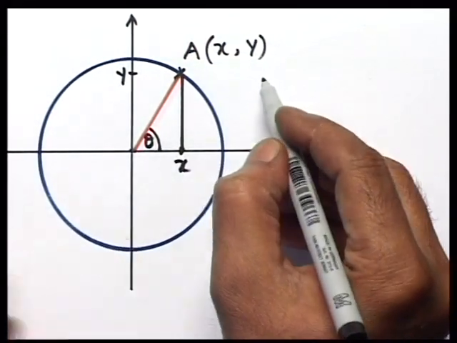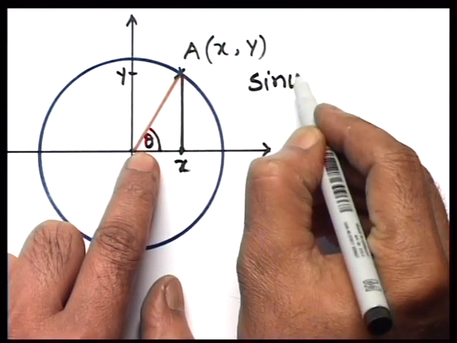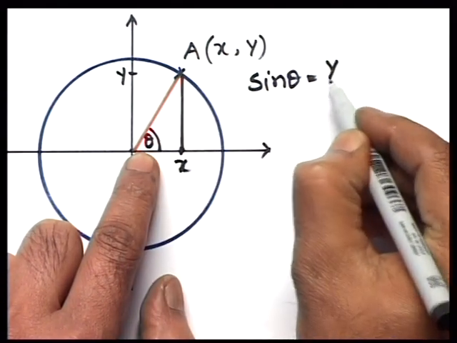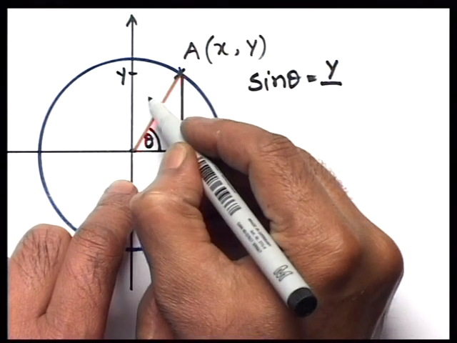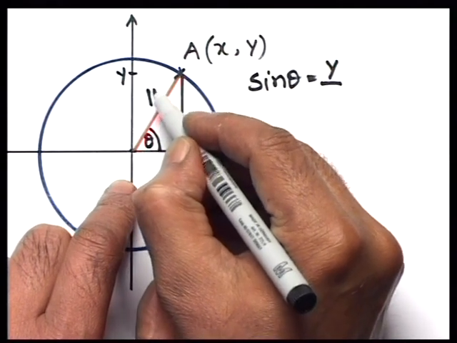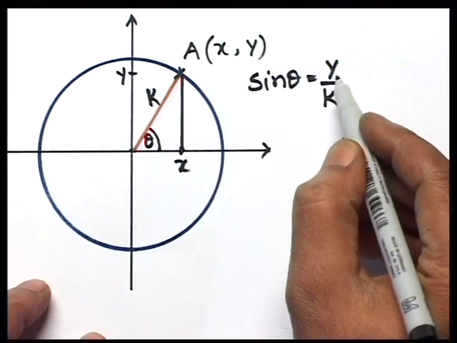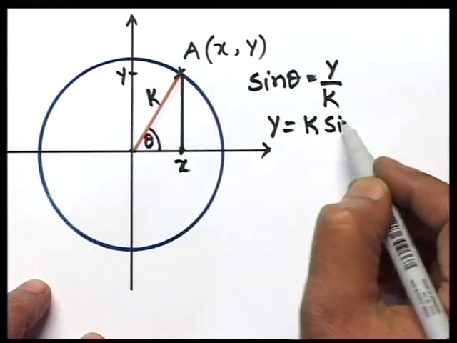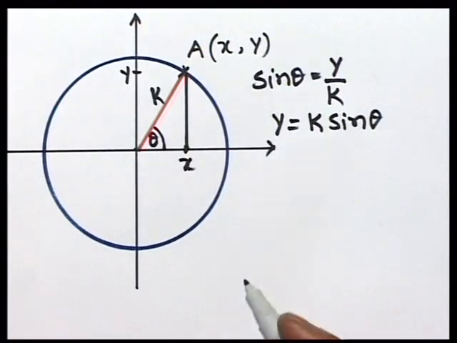So sine theta equals the opposite side, which is y, divided by the hypotenuse. Let me call it k, right? So the hypotenuse is k. So we have y equals k sine theta. k is any number, right? That's the radius of the circle.